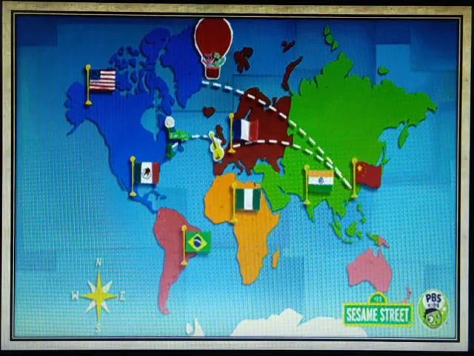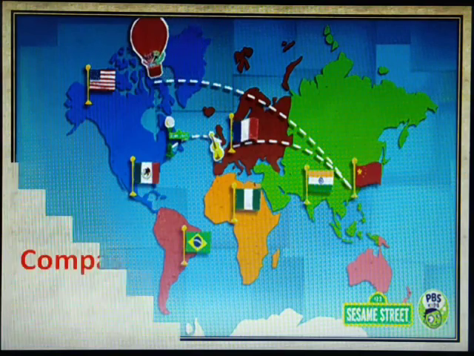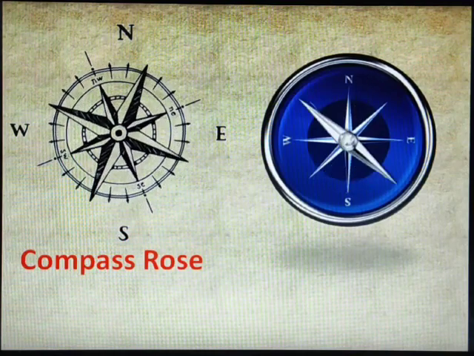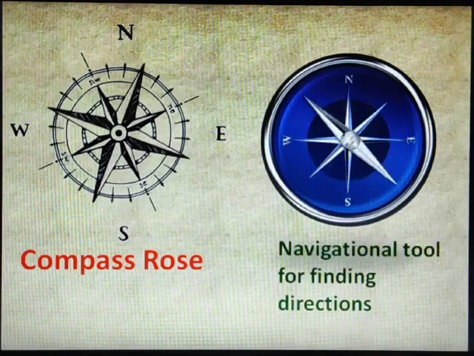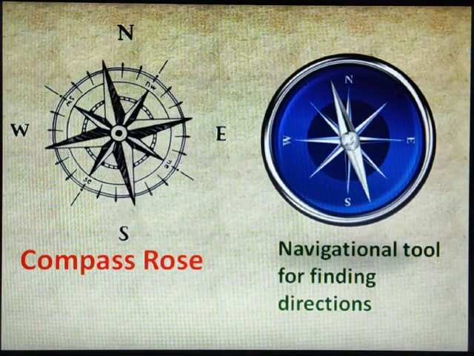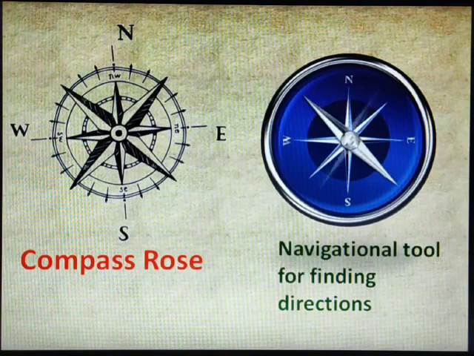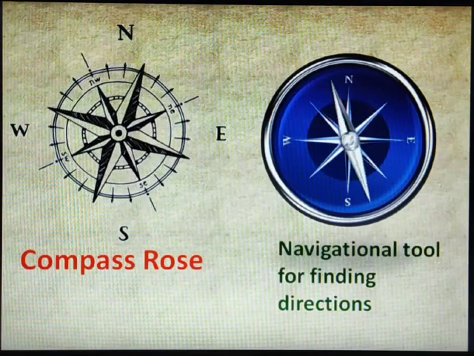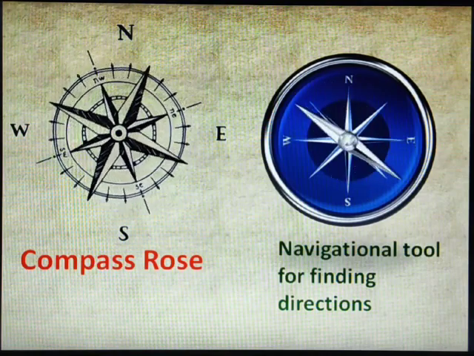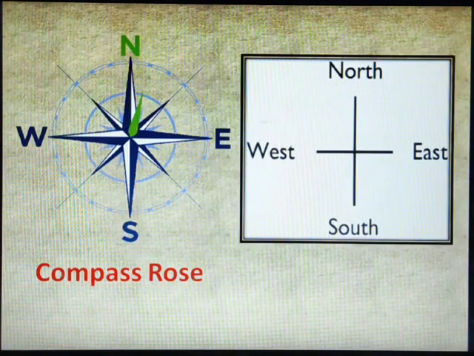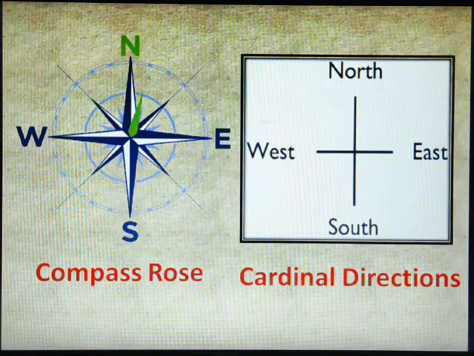Most maps include a symbol called a compass rose. A compass is a navigational tool for finding directions. It consists of a magnetic pointer that moves freely and aligns itself to Earth's magnetic North Pole. It also shows 4 directions. They are North, South, East and West. These directions are called cardinal directions.